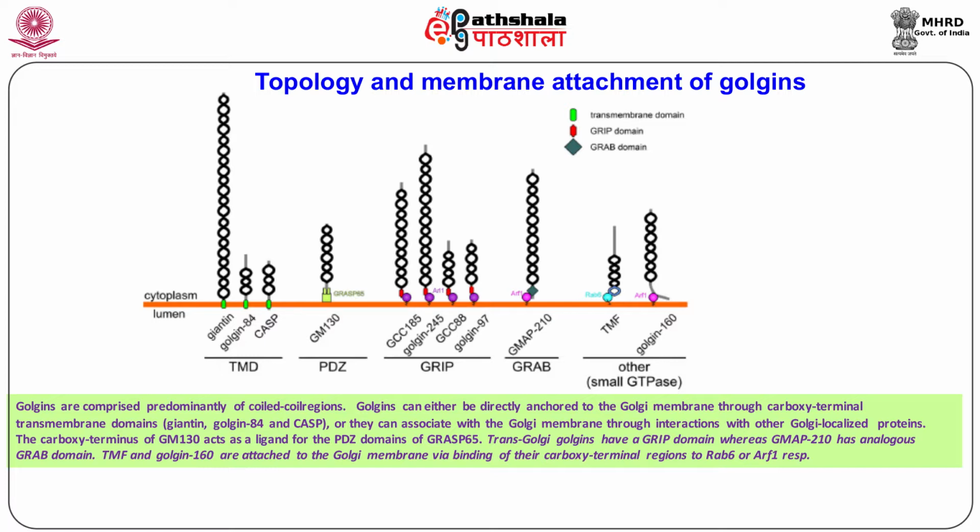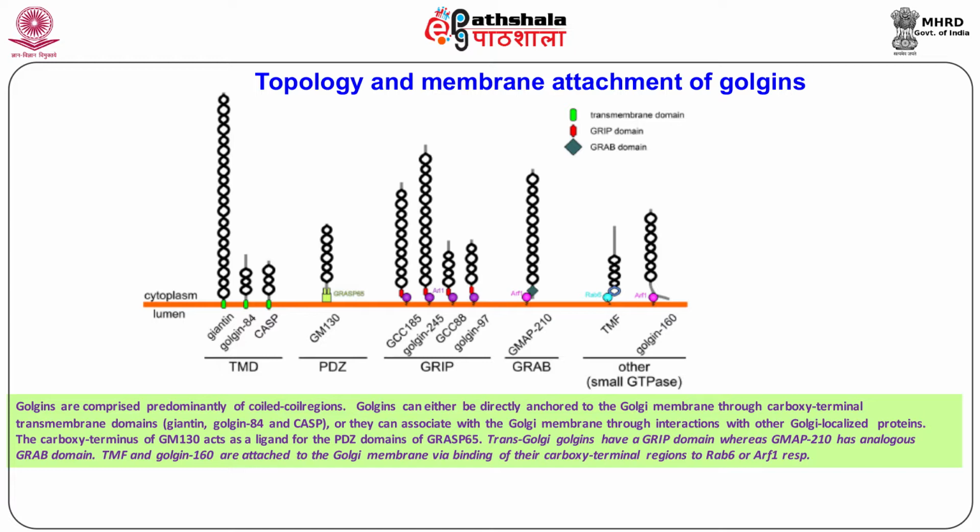Carboxy terminal domains like grip and grab of some Golgin genes are conserved across kingdoms. The grab domain binds to ARF1 and helps to form COP1 coated vesicles. The grip domain binds to ARL1 located on the trans-Golgi network or trans-Golgi. The interaction of these domains is required for binding of Golgin genes to the Golgi.